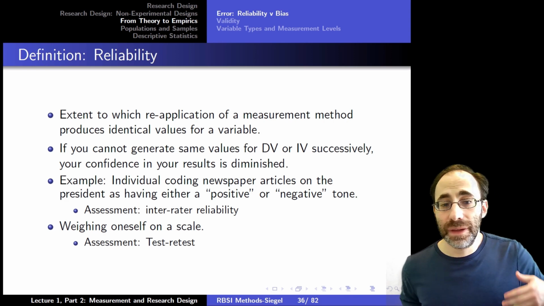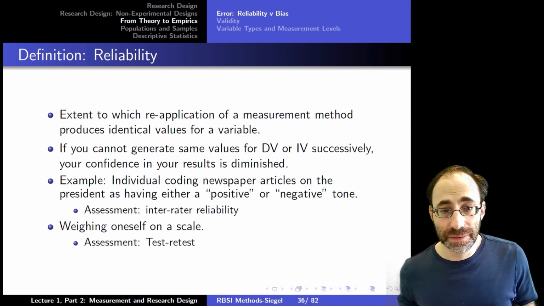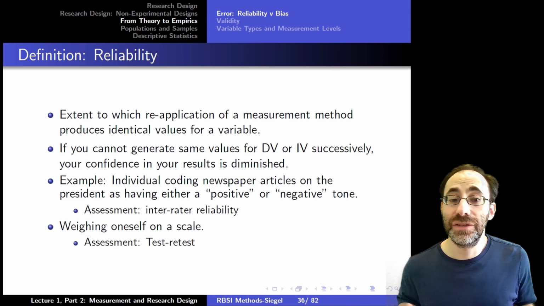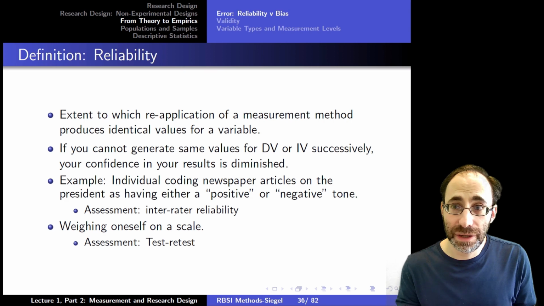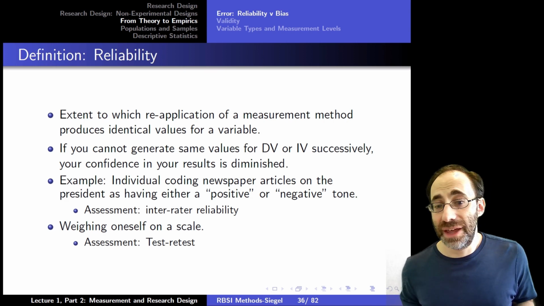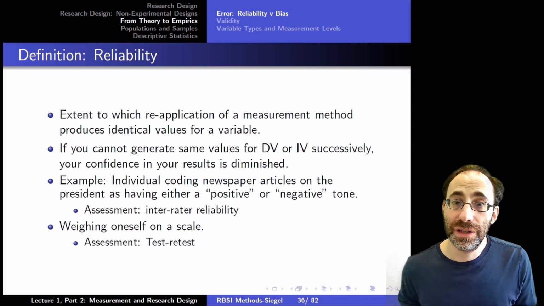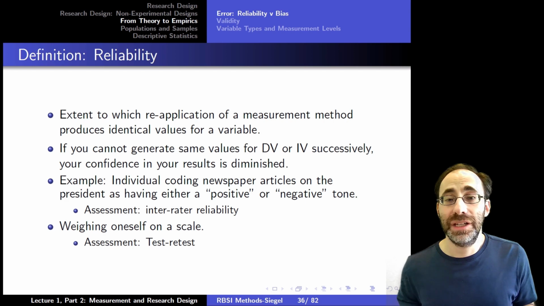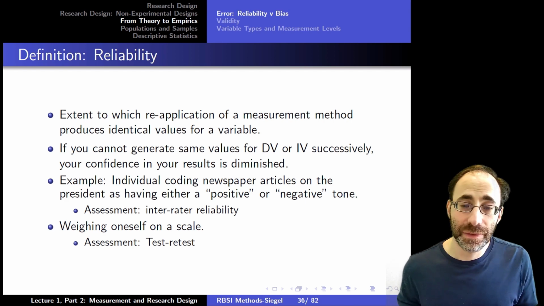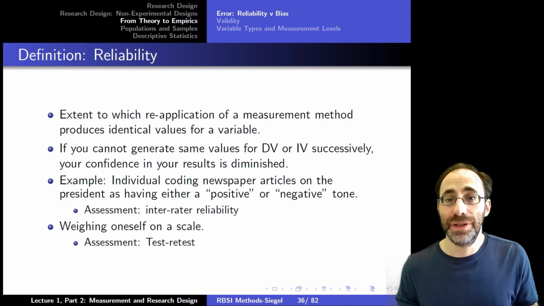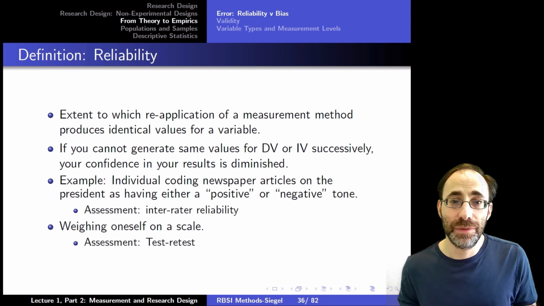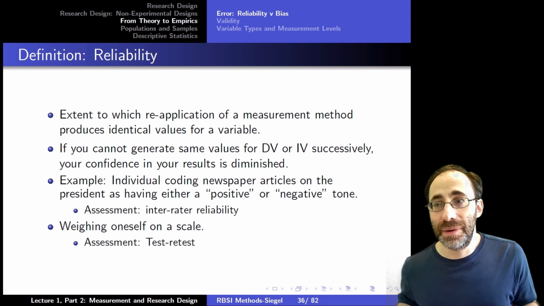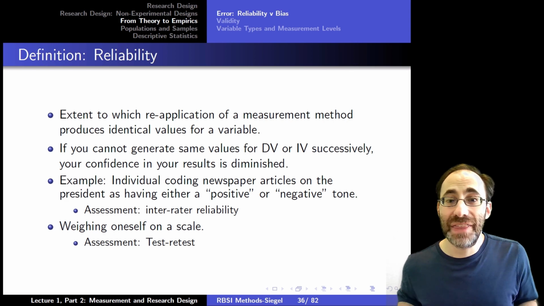So, for instance, if you're trying to code newspaper articles on the president as either having a positive or negative tone, right? The reliability means when you code these articles, you should get the same thing every time you code them. A typical way of testing that is by using multiple coders for any given article. So you give the article to two different people and see if they agree more often than not. The more they agree, the more you think your measurement of this coding is reliable. The more they disagree, the more it seems to rely upon random differences in coders, and the less reliable is your measure.